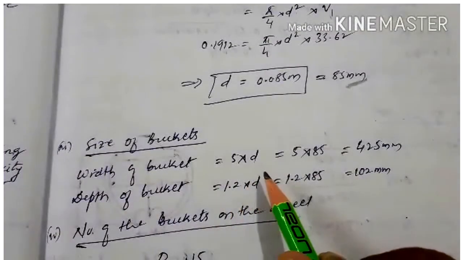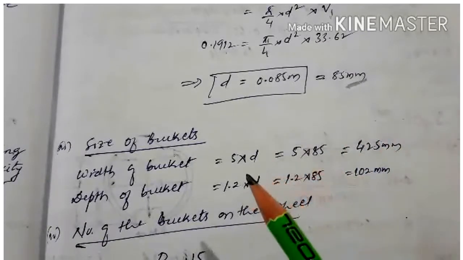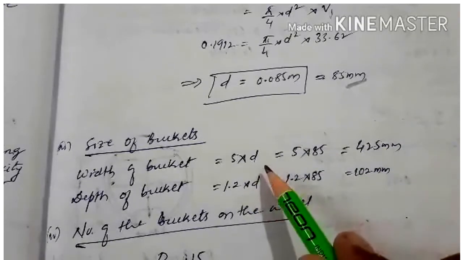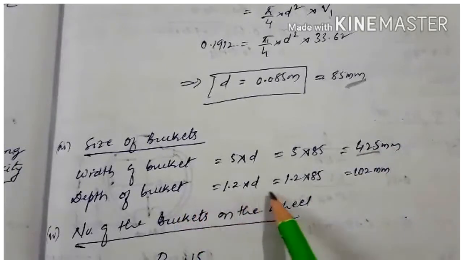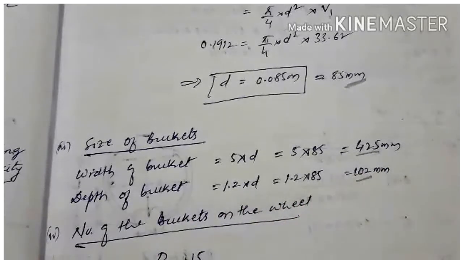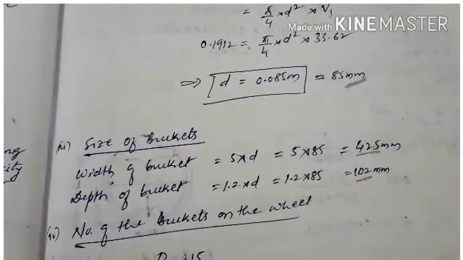The width of the bucket to be considered here is 5 times d, or you can consider 4 times d. It generally varies between 4 to 5 times the diameter of the jet. Then we get 425 millimeter. Depth of the bucket is 1.2 times the diameter of the jet. Then we get 102 millimeter. You can also calculate the groove width. That groove width can be taken as 0.8 times d, generally 0.8, and that also can be calculated. But if we calculate the width and depth, that is sufficient for the design of a Pelton wheel.